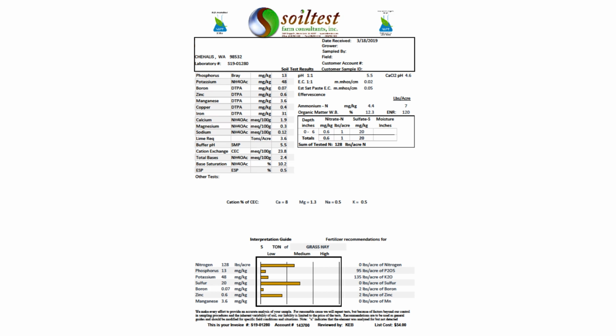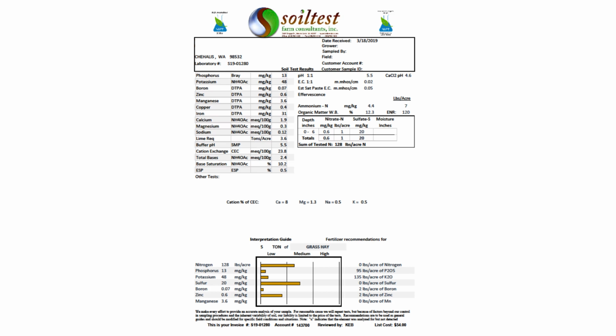Down here, for convenience, we have done the math for you to determine the percentage of CEC that is occupied by calcium, magnesium, sodium, and potassium. The sodium value is a little bit redundant because we already have it listed right here, but the calcium value is calculated simply as our 1.9 divided by the CEC of 23.8. Same thing for magnesium and potassium.